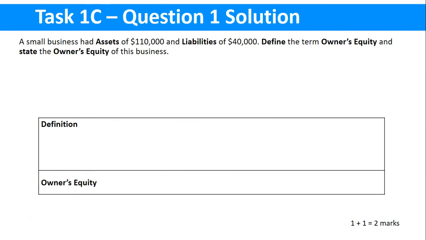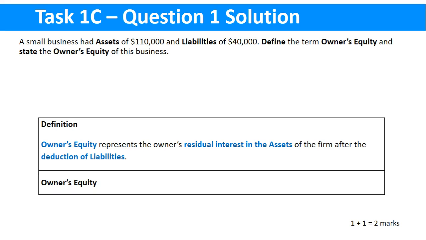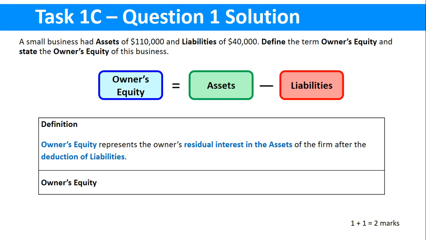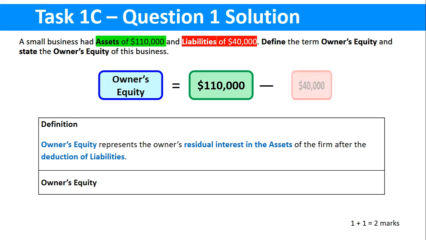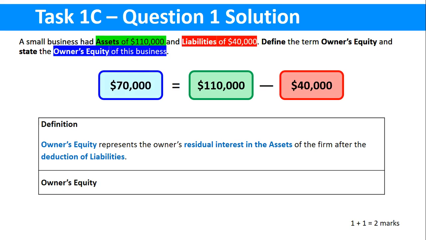Let's try and answer this question, which was define the term owner's equity and state the owner's equity of the business. So the definition was the owner's equity will be the owner's residual interest in the assets of the firm after the deduction of liabilities. And in this case, the calculation, we took $110,000 of assets, we took out $40,000 of liabilities, and we ended up with owner's equity of $70,000.